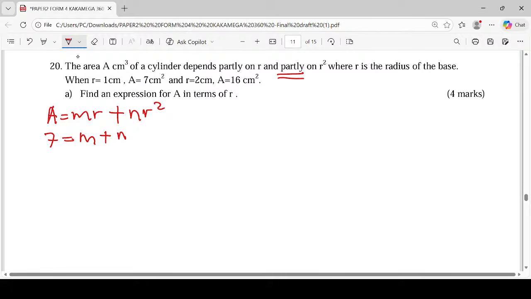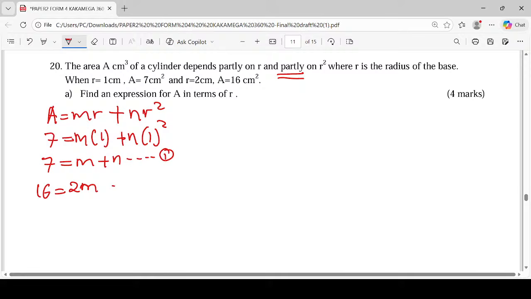Or maybe someone will get lost, let me just do it. This will be m times r, which is 1, plus n times 1 squared. So this will evaluate into 7 being equal to m plus n, and this will give me equation 1. Equation 2 is r is equal to 2 when A is 16. So when A is 16, r will be 2. So this will be 2m now, plus r is 2, 2 squared will be 4.